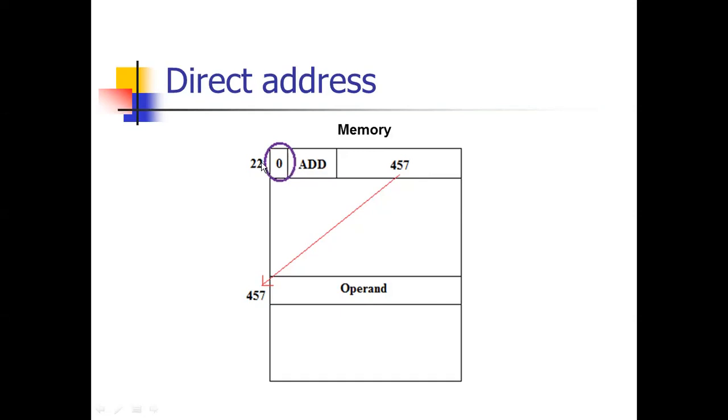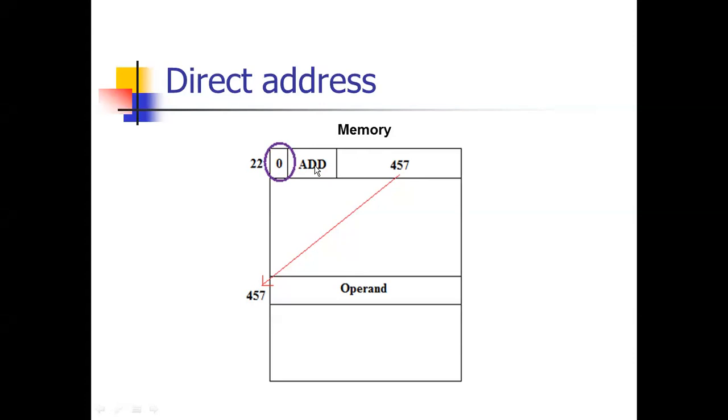Each word has an address in the memory, like 22. 22 is the address of the word, pointed to by the program counter, where the instruction is stored in memory. This instruction consists of 3 components. 0 means it is a direct address instruction. ADD is the op code. 457 is the address of the operand where ultimately this addition will be performed.